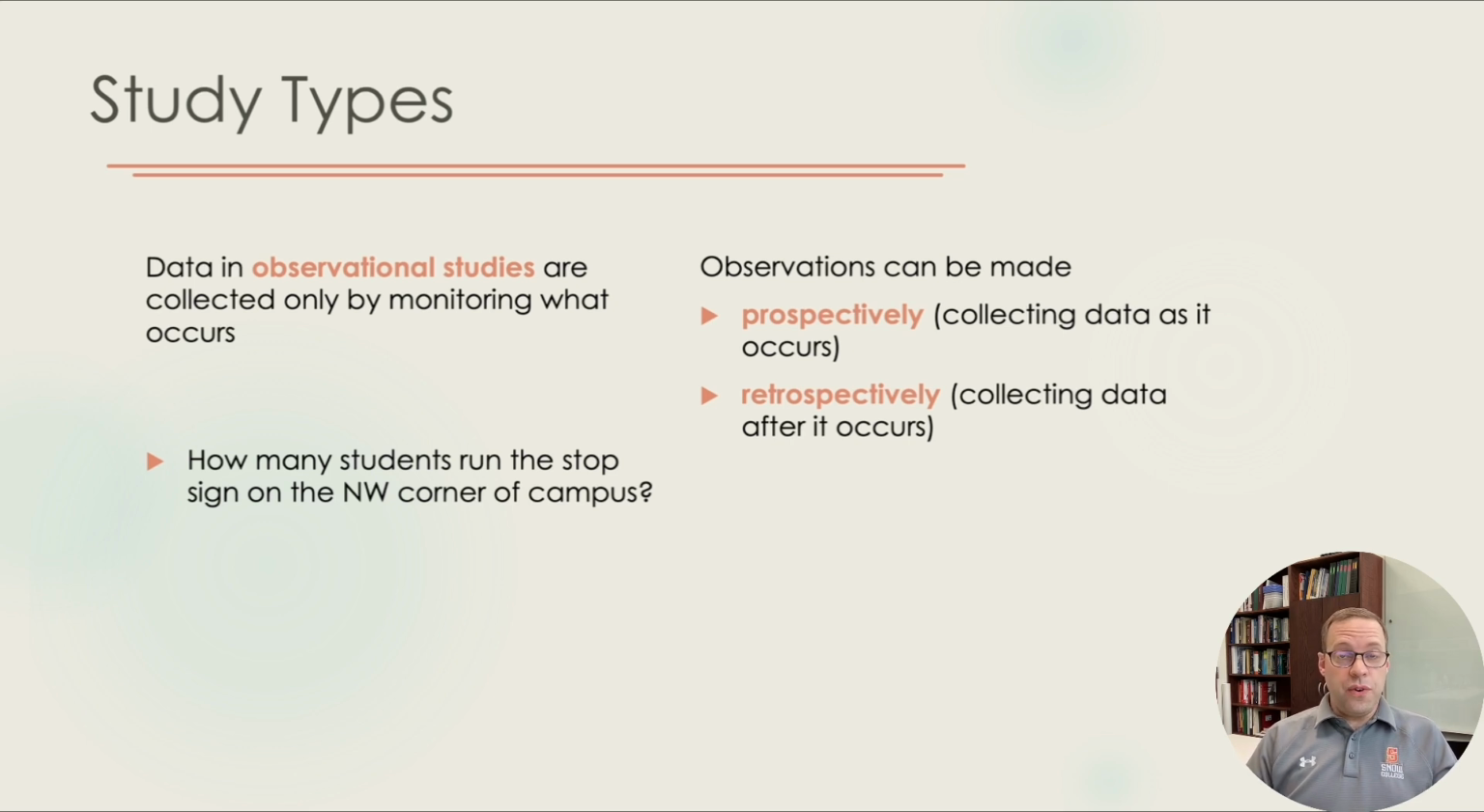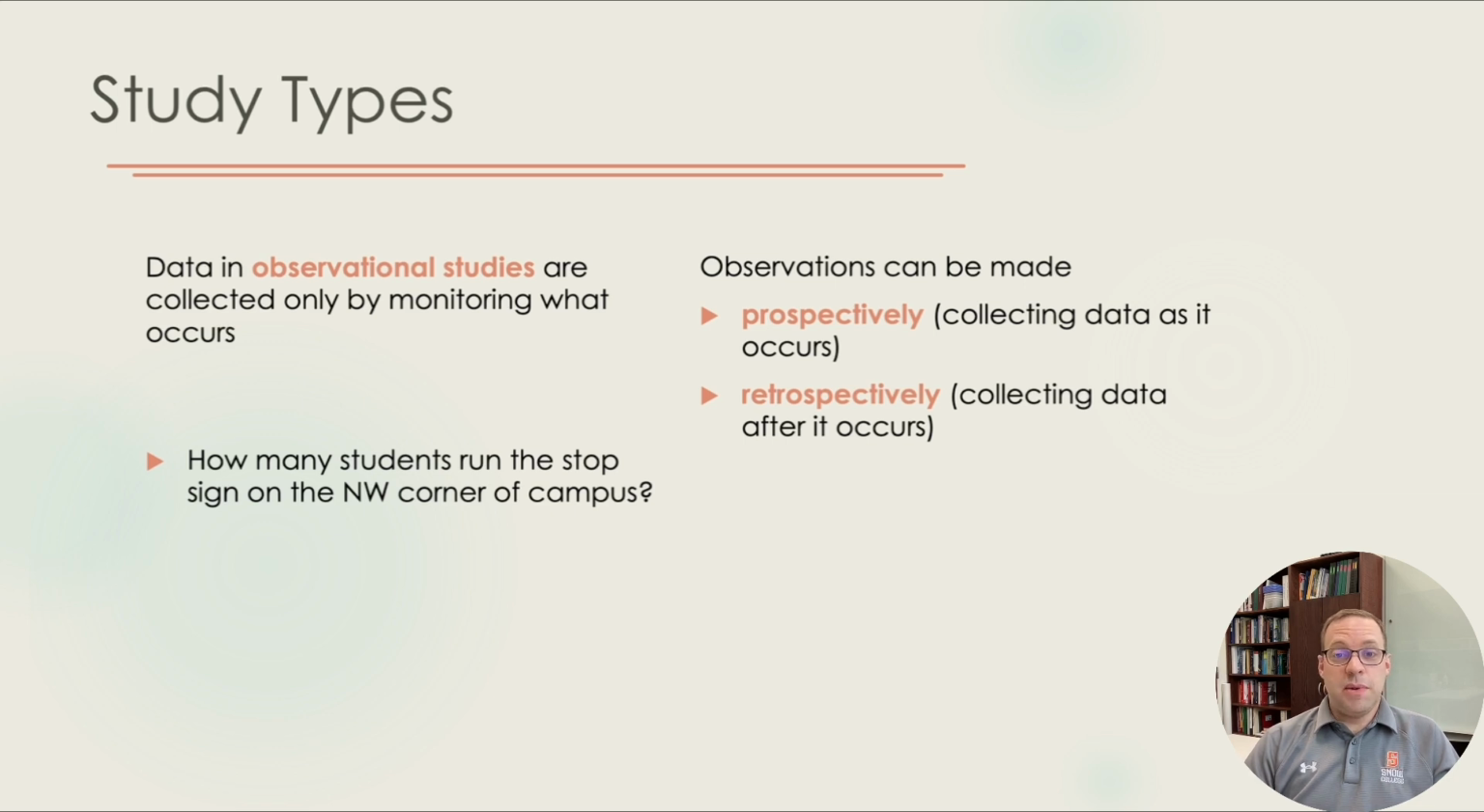Okay, so the first method is an observational study. An observational study is collected only by monitoring exactly what occurs. You either watch something as it happens and record the information, or you ask somebody about what has happened and get that information. Good example, how many students run the stop sign on the northwest corner of campus? We want to know that, so what do we do? We go sit at the corner and we observe. We just actually see what happens.